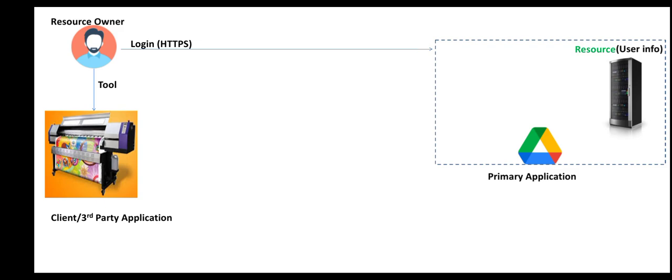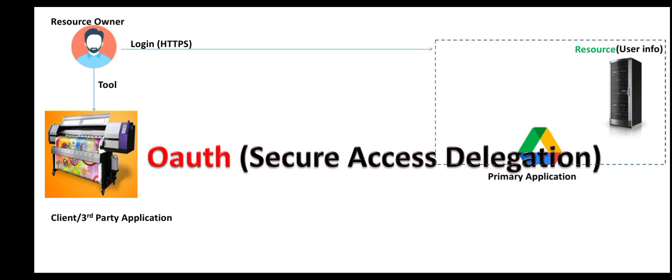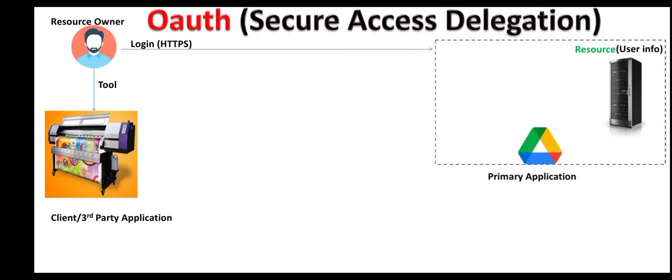So in order to delegate the user's access on the primary application to the third-party application, we will use this open standard of OAuth for secure access delegation, so that the user can assign his functions on the primary application to this third-party application without providing the passwords.